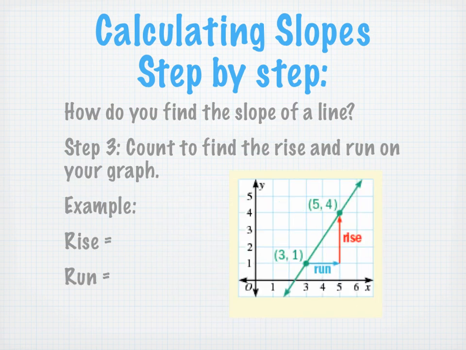Step 3 is we have to actually count the number of steps in the rise and the run. So in this example, we'll look at the rise and we'll see that we would have to go up by 3 steps. So the rise is 3. And the run, we would have to go over by 2 steps. So the run is 2. Notice that the rise is going up, so the rise is a positive number, and the run is going to the right. It's like it's going in the positive direction on a number line. So the run is also a positive number.